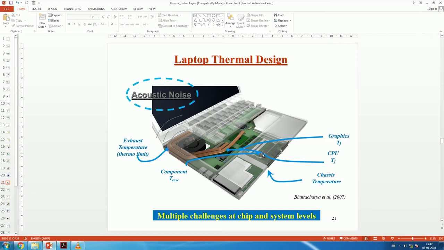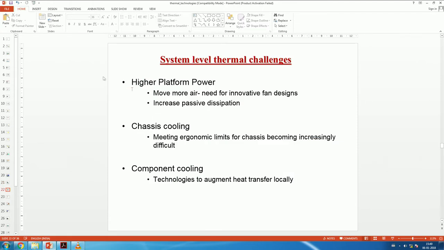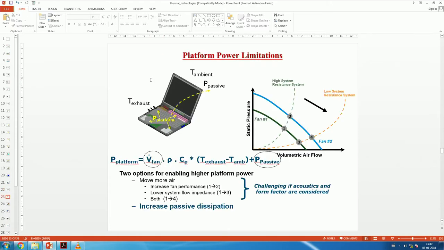All right. Now what we will do is quickly come to some system level technologies. Remember, we talked about just the CPU is not enough, everything else has to be taken into account. So we need to increase the higher platform power. With this Q = m dot Cp delta T, what can we do to increase it? We need to keep the chassis cooler and also other non-CPU components. Right. So let us come over here.